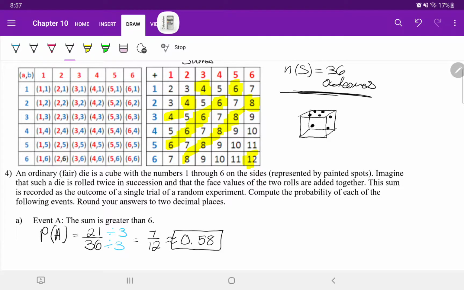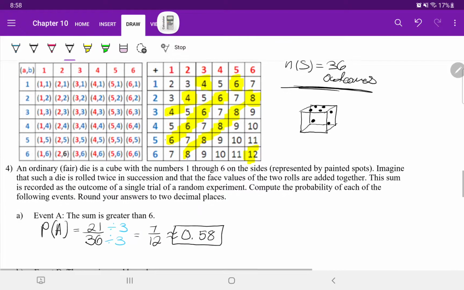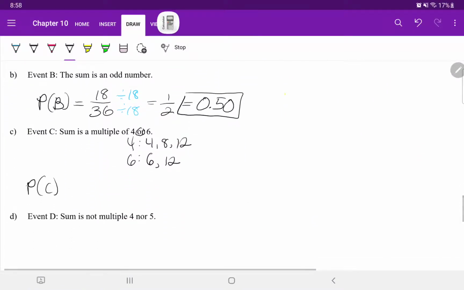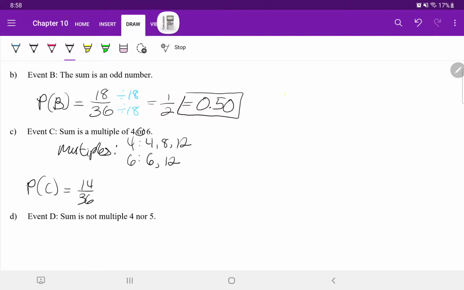1, 2, 3, 4, 5, 6, 7, 8, 9, 10, 11, 12, 13, 14. 14 pairs out of 36 total have a sum that is a multiple of 4 or a multiple of 6. So 14 out of 36, and we're going to write multiples. We can divide the top and bottom by 2. When we do that, we get 7 over 18.